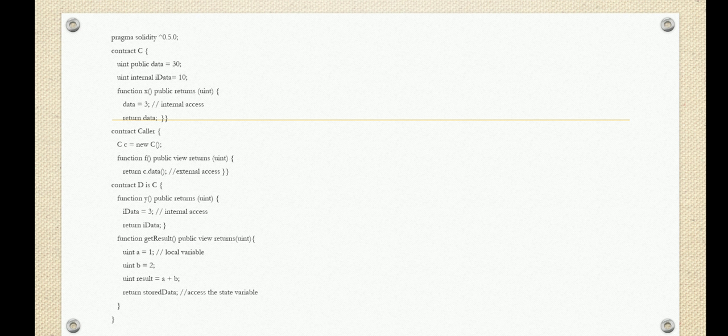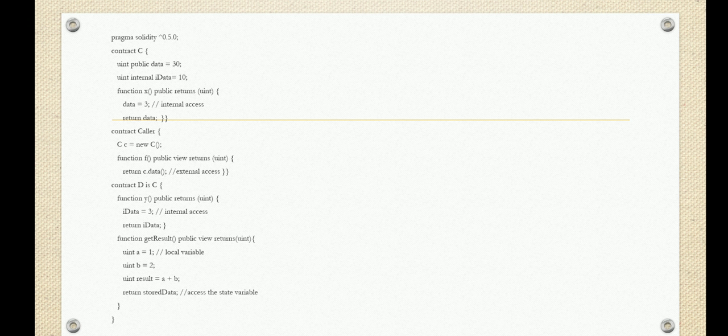After that we define a function called y. Then we use the variable idata, which we defined as internal. The idata can be used because it can be used internally as well as in derived contracts, as per our definition. So this is the internal access, idata equals 3. Then we have one more function, getResult. Here we have local variables a equals 1, b equals 2, and result equals a plus b. Like that.